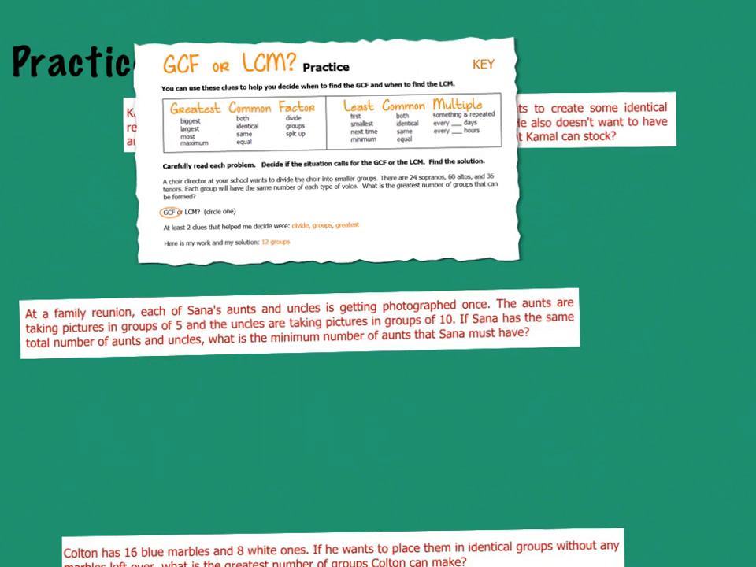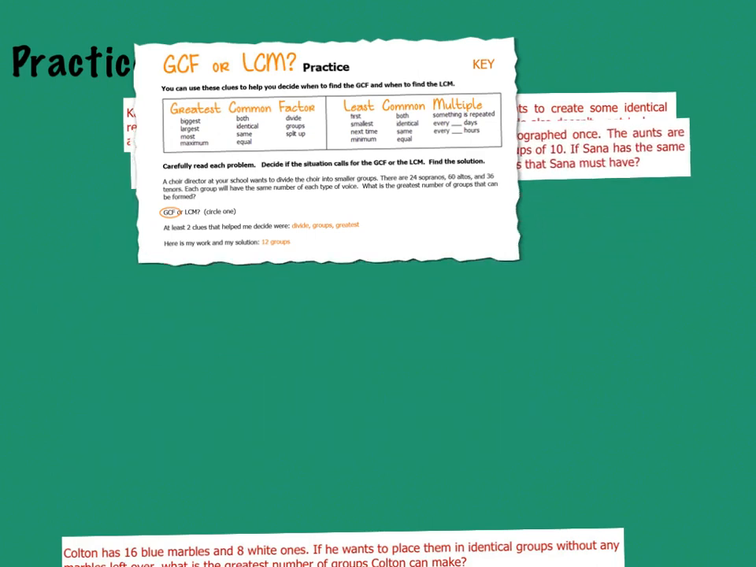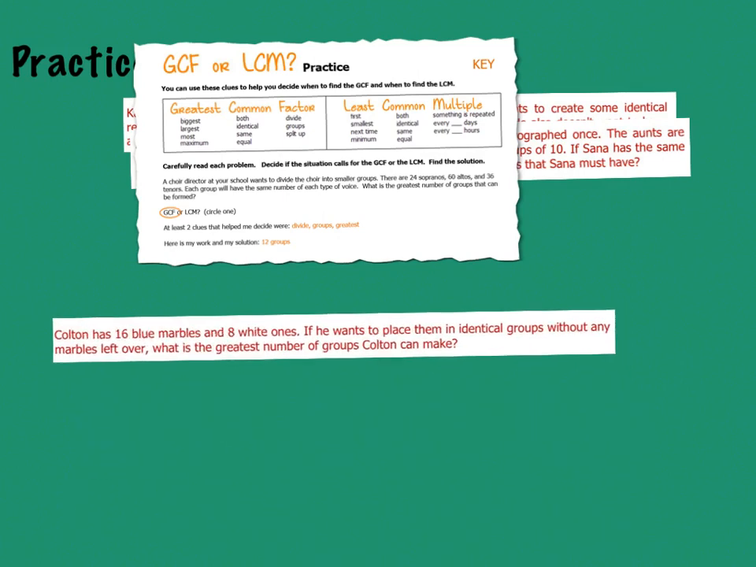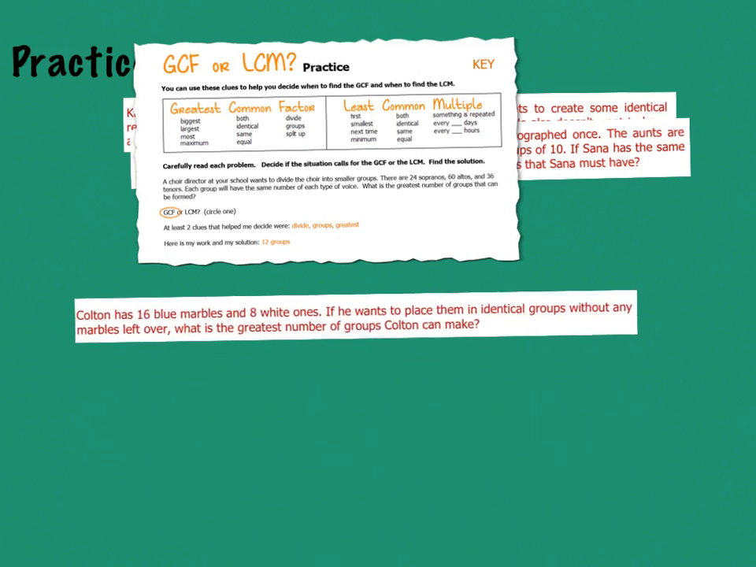All right, let's look at the next problem that I have, and it's right here. Colton has 16 blue marbles and 8 white ones. If he wants to place them in identical groups without any marbles left over, what is the greatest number of groups Colton can make? Again, I'm going to point out that we have some clue words here like identical, but this one, greatest number. Well, that fits with our greatest common factor. So it's really kind of a simple one to see.